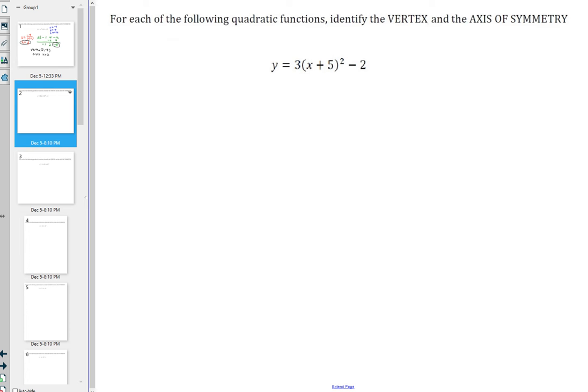Identify the vertex and the axis of symmetry again. But what's different about this one? It does have a parenthesis, yeah, and actually I was wrong. This is the one that took my first period still forever to answer, but that's not enough. What does it mean that it has a parenthesis? It means that it's already in vertex form.